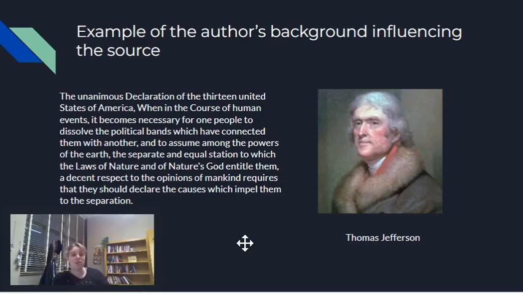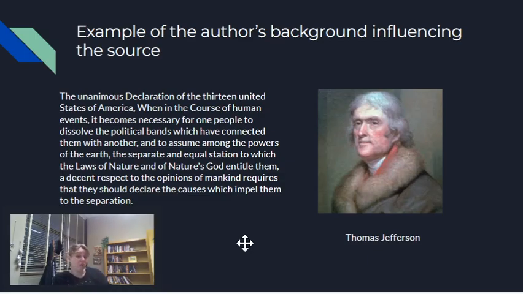Next, we see him being inspired by the Enlightenment. He says the laws of nature and of nature's God entitle them to a separate and equal status. That's Enlightenment ideals. He says people should declare the causes which impel them to the separation from their mother country, i.e., the British and the Americans are no longer one country. That's an Enlightenment ideal. He's using the Enlightenment to drive his message.